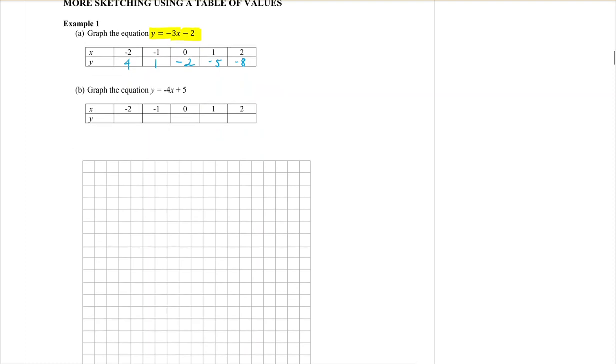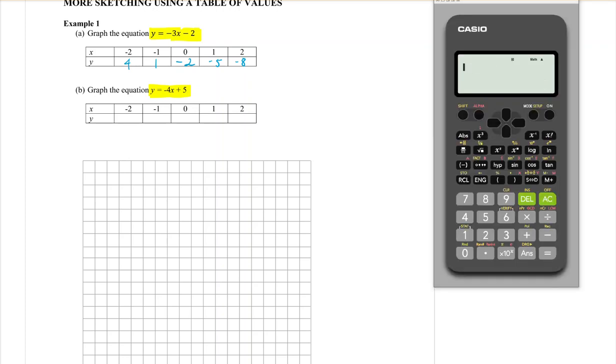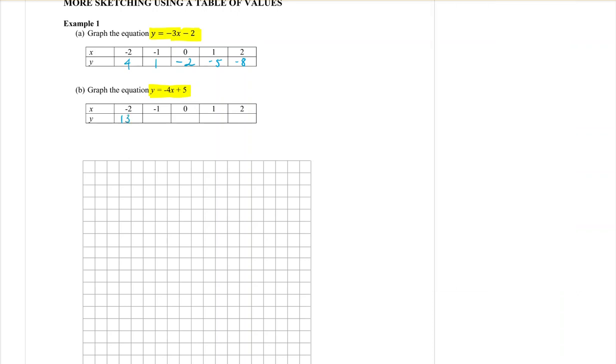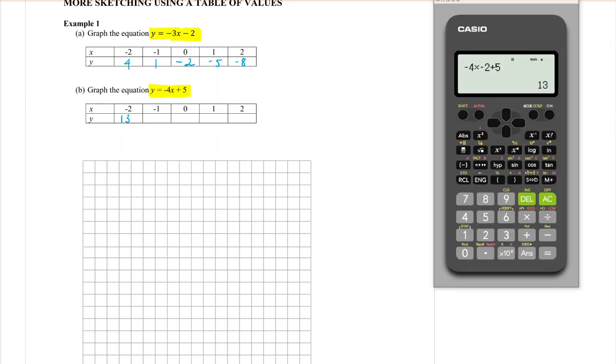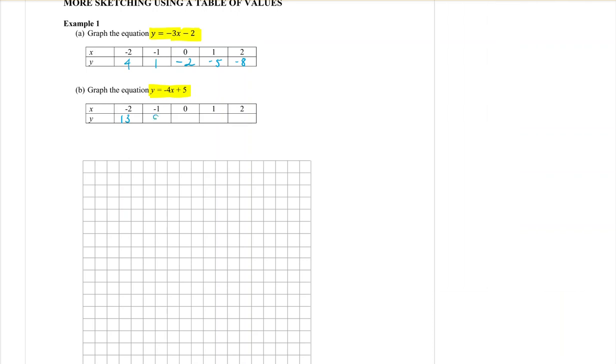Let's fill in the second table. The equation is y equals minus 4x plus 5. So that means we need to go minus 4 times by the first x value, which is minus 2, then plus 5. Plus 5 equals 13. And change the x value. Now we want our minus 2 to become a minus 1, and we get 9. And the next one will be 5, then 1, and then minus 3.